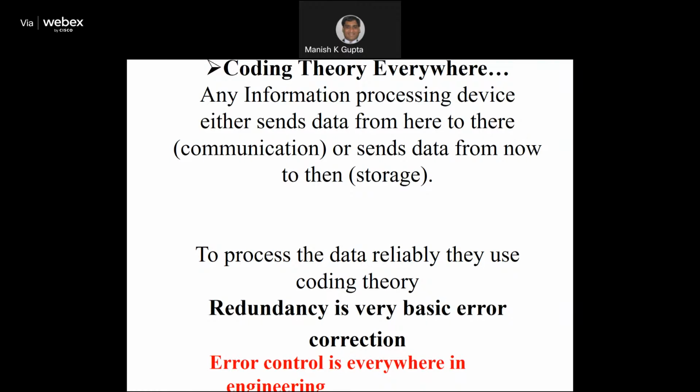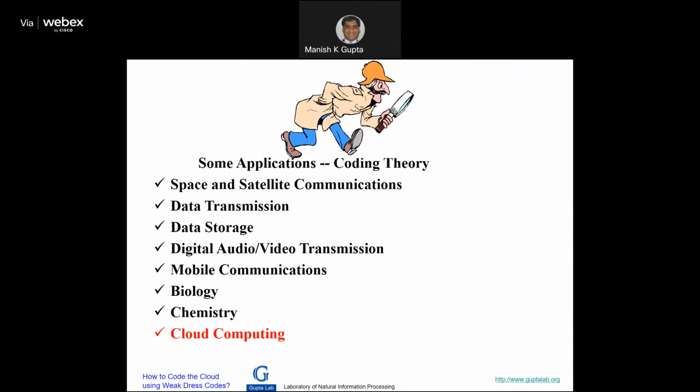In the entire engineering domain, no matter which area you go, whether VLSI, robotics, IoT, or whatever, error control is very important whenever you are making any engineering device. It has plenty of applications, as I mentioned: data transmission, data storage, digital audio, video transmission, space satellite communication, mobile communication. And of course, I have written a paper in biology, the quest for error correction in biology. You can look at it. In biology also, in most biological processes, error correction is there by default, right from your brain to many other parts of the body. Chemical reactions are also very important. And of course, cloud computing.